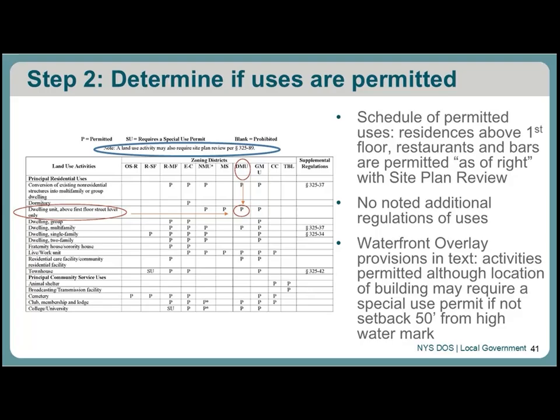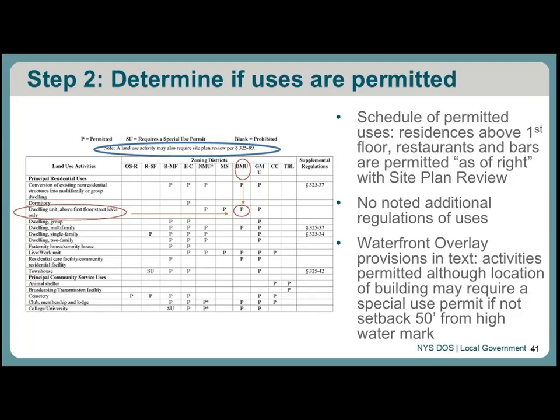So if you were to go down the rest of this table, you would see that bars and restaurants are also both permitted. The restaurant and bar are permitted as of right, but with site plan review, and the residential above first floor commercial would also be a permitted use. None of these uses require a special use permit, so that would not be required here.